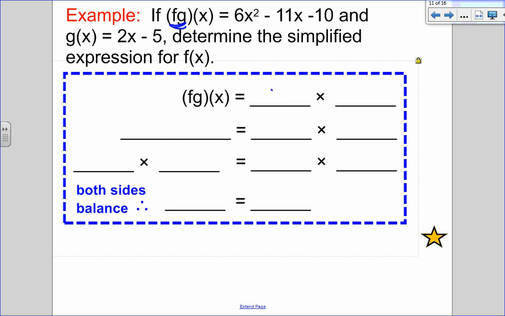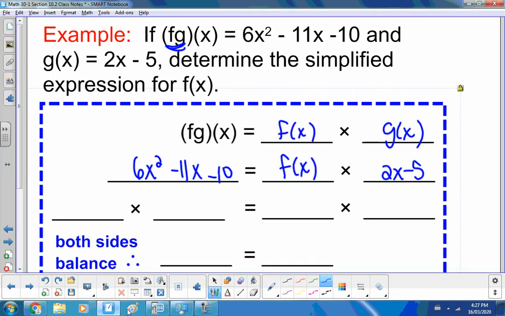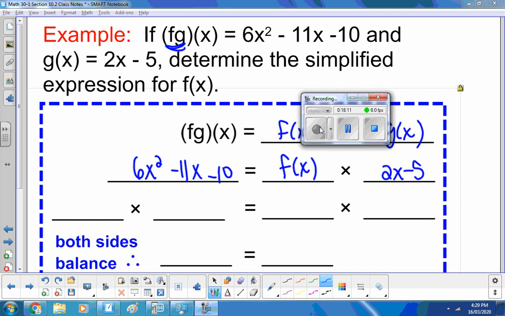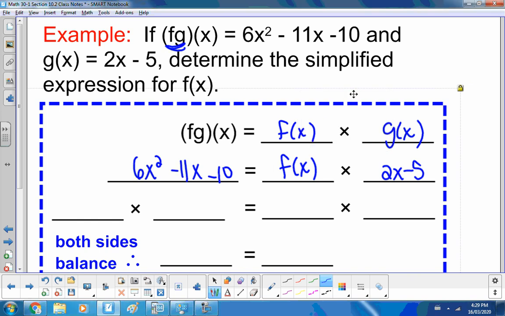So fg at x is the same as f at x times g at x. So now it's just a matter of substituting. So the product is 6x squared minus 11x minus 10. F of x we don't know, and g of x is 2x minus 5. So to solve this, what I want to do is factor my quadratic. To factor this quadratic, I know that it factors as 3x plus 2 multiplied by 2x minus 5. On this side here, f of x times 2x minus 5.